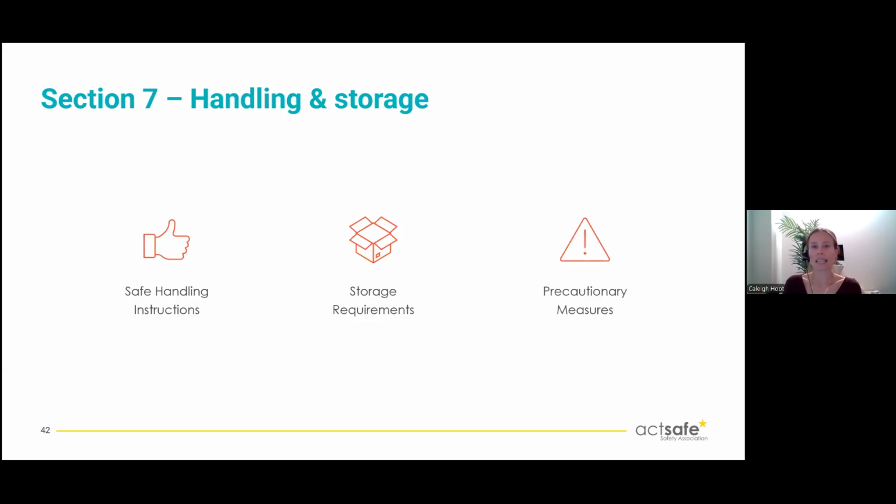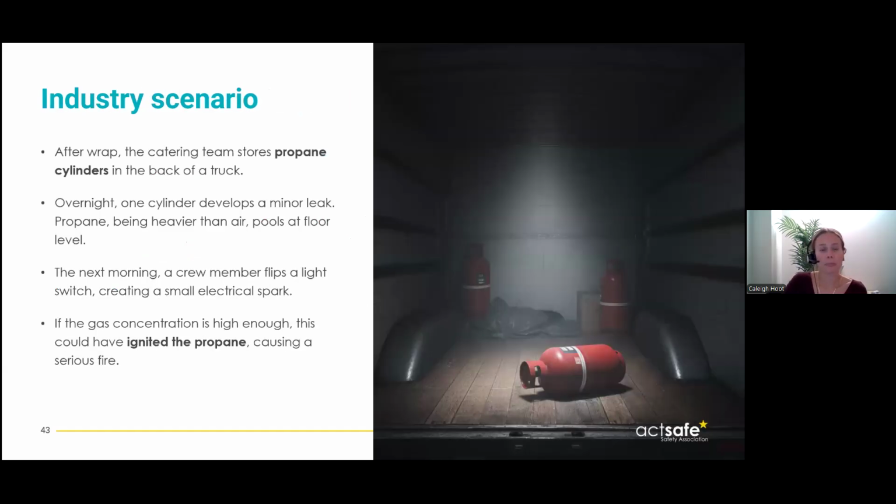And why do we like Section 7? So by following Section 7, you're going to ensure that the chemical is handled and stored according to its hazard. So this is going to reduce things like the risk of fire, the risk of reaction, spills, and then it's also going to help protect you and your coworkers as you go through. So we're going to do our industry scenario.